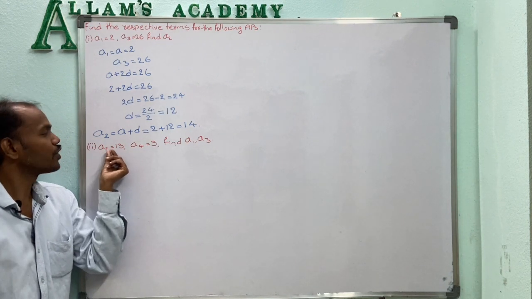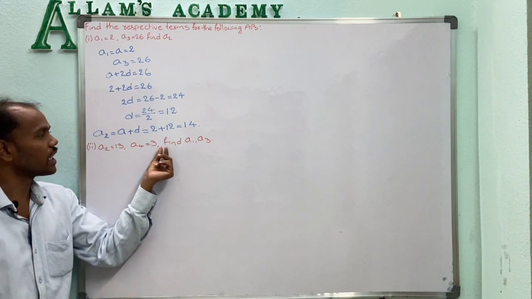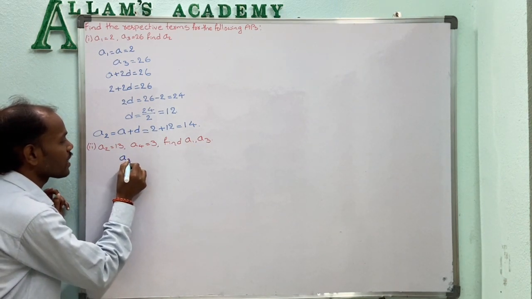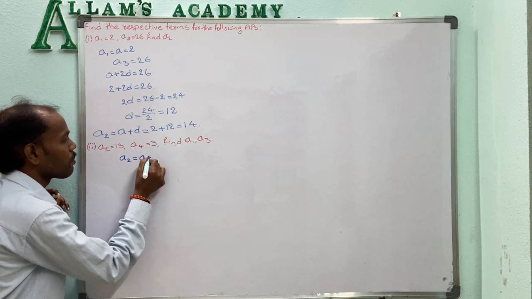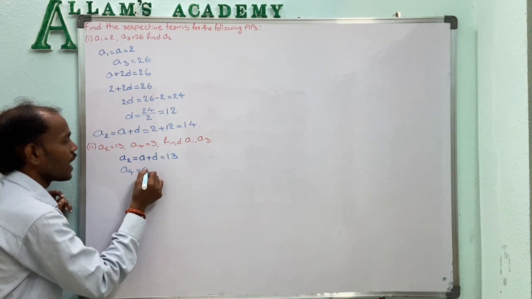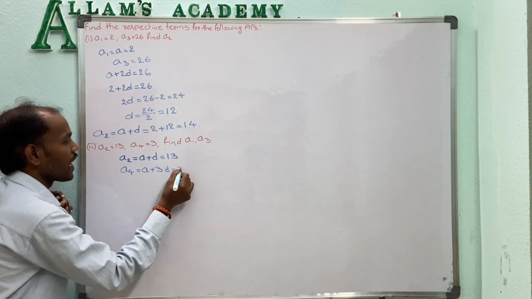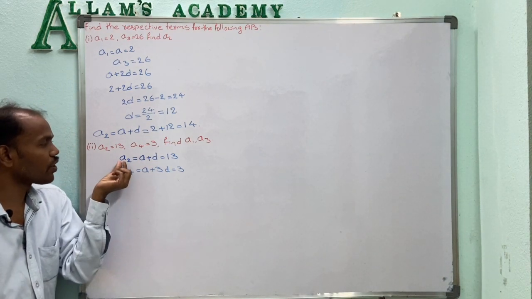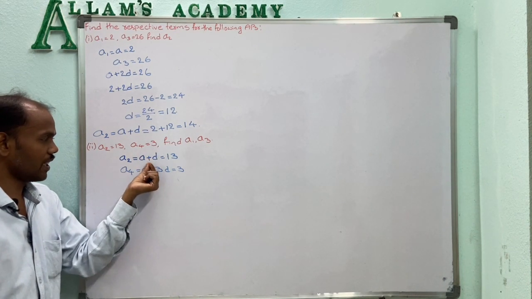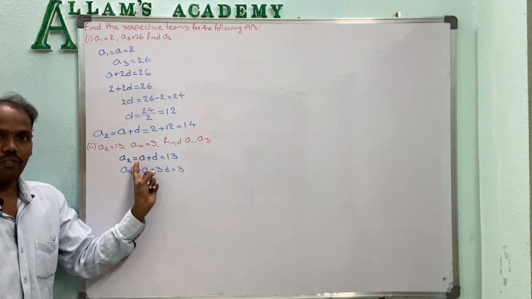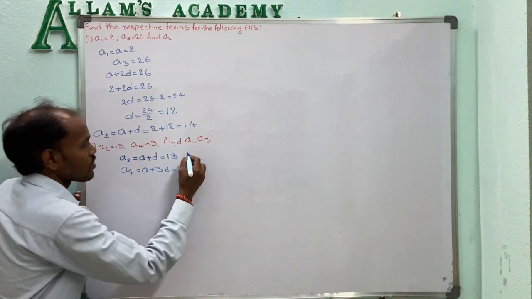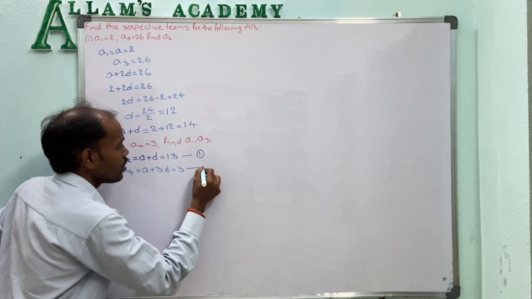Here given A2 equal to 13, A4 equal to 3. Find A1 and A3. So A2 is given as 13. A2 is nothing but a plus d, that is 13. Now A4 is equal to a plus 3d, that is given as 3. Now subtract A2 from A4, then we get the d value. That d value substituted in any one equation, we get the a value. So with that a value and d value we can find any number. So these two we will take as two equations.